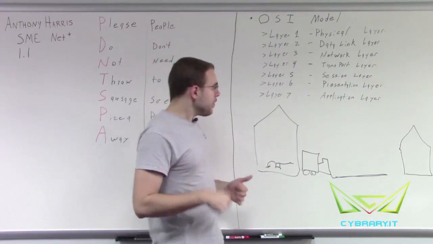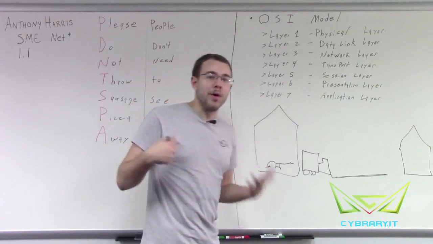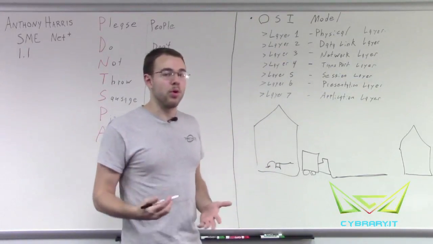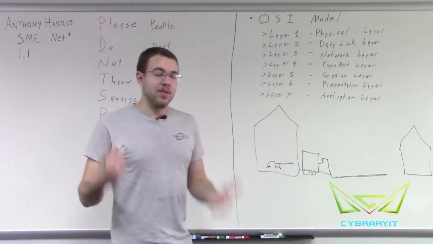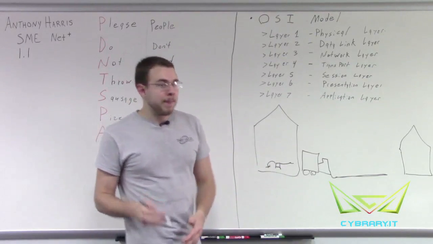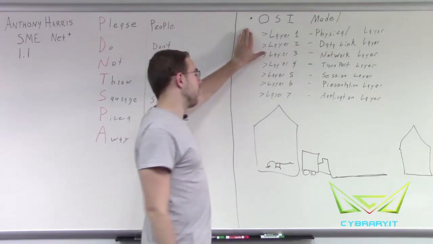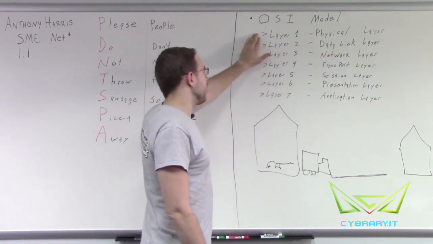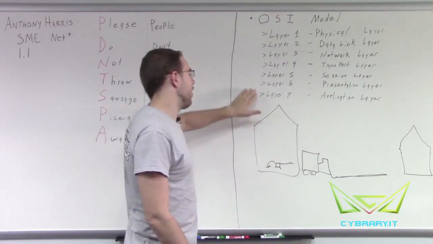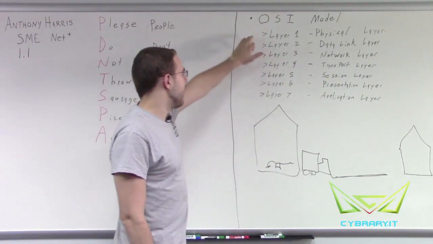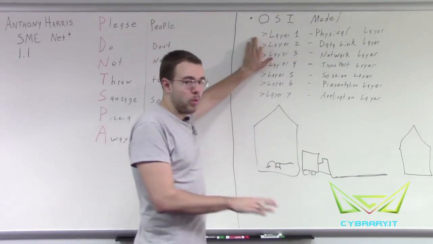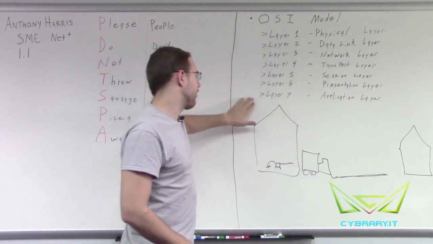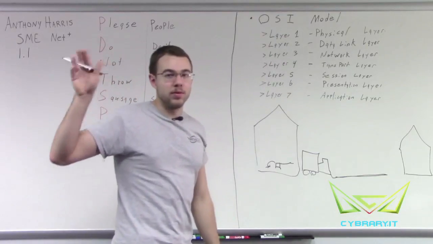So let's do a quick general overview of our OSI model and then talk a little bit about a way that we can remember the order, and then we'll go into the exact specifics of each individual layer. So our OSI model consists of seven different layers, layer 1 all the way to layer 7. Layer 1 is going to be what we call our low-level layers, and layer 7 will be higher level layers.